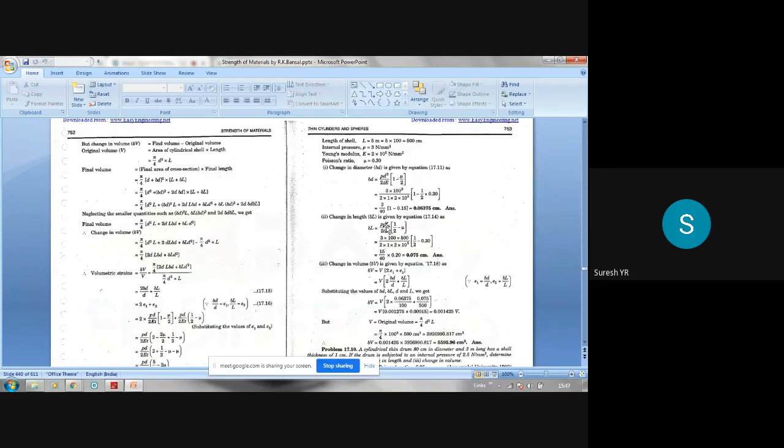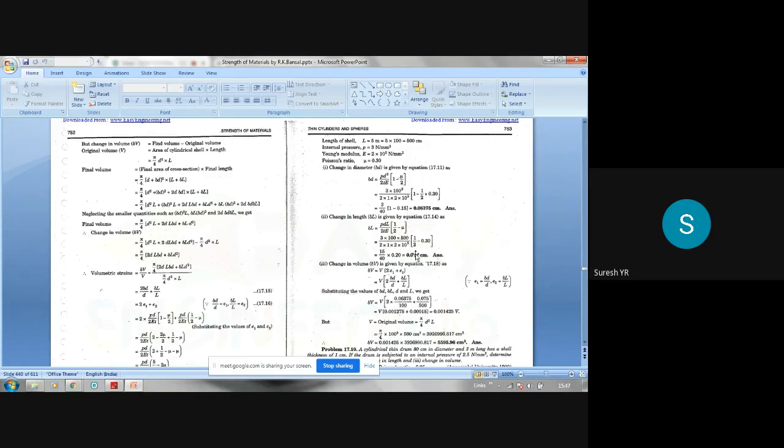P is 3, D is 1000, L will be 5000, divided by 2 into T will be 10, E is 2 into 10 power 5, so half minus 0.3. So if you substitute in this, you will be getting 0.075 centimeter is the answer here. When you substitute in millimeters here, you will be getting 0.75 mm.